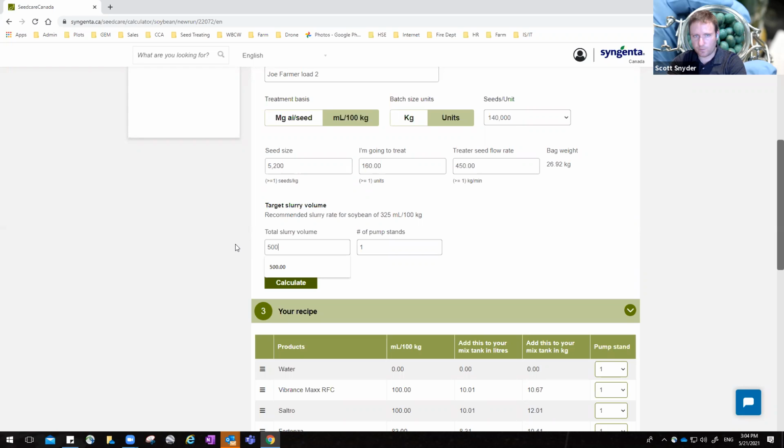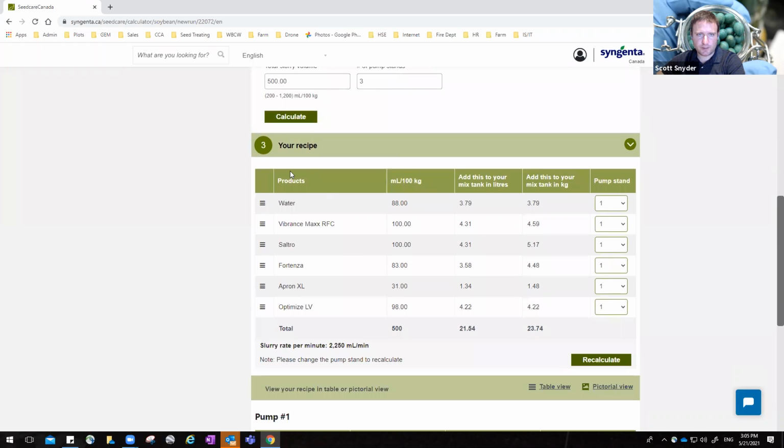But let's just say we were at 500, which again is not common for soybeans. And let's say we've got 3 pump stands. Everything that we've put in here hasn't changed anything or taken effect yet, because we have not hit calculate. Once we hit calculate, it's going to take all these changes, and you slide down here, and this is your recipe. It's got all the products we've told it in the original recipe. It's got all the mils per 100 kg, because that's the rate per weight. And we've got a total of 500 here.